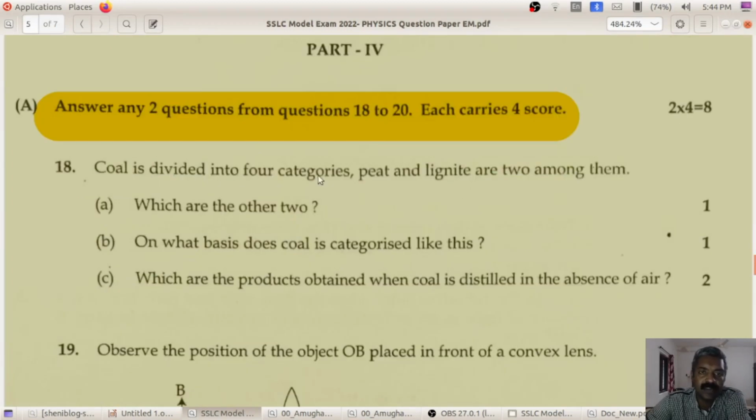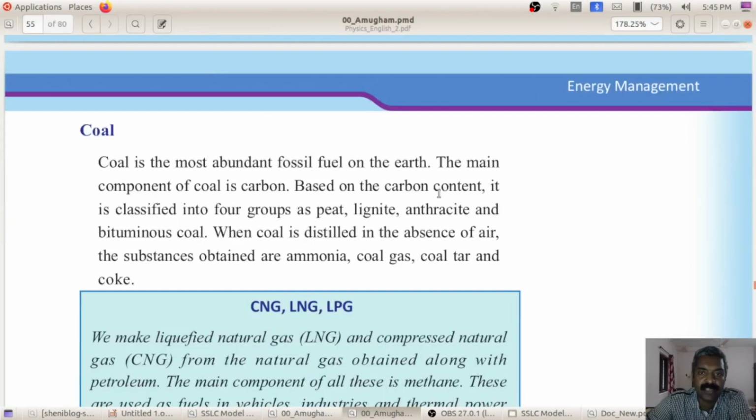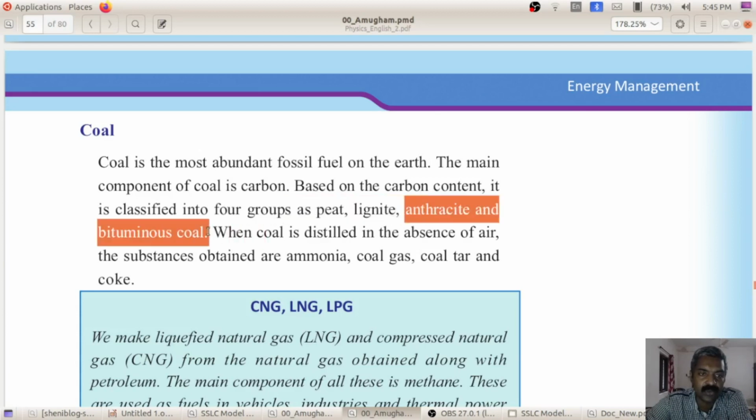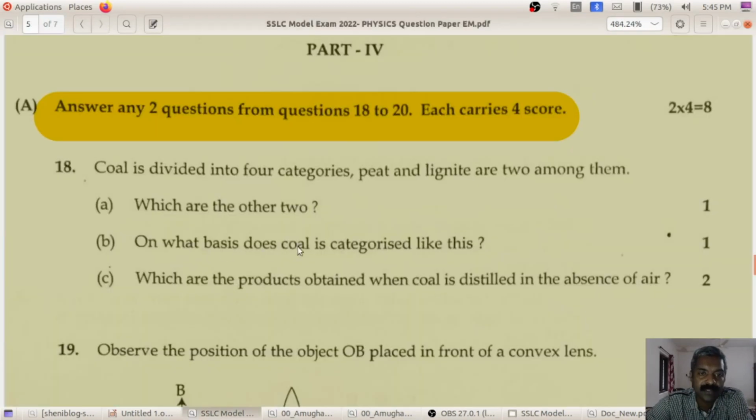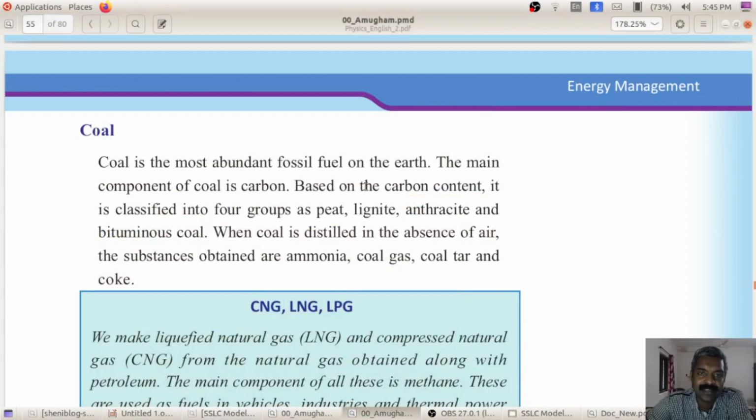Coal is divided into 4 categories. Peat and lignite are 2 among them. Which are the other 2? Based on the carbon content, coal is classified into 4 groups: peat, lignite, anthracite and bituminous coal. So the other 2 are anthracite and bituminous coal. On what basis is coal categorized like this? The coal is categorized on the basis of its carbon content.